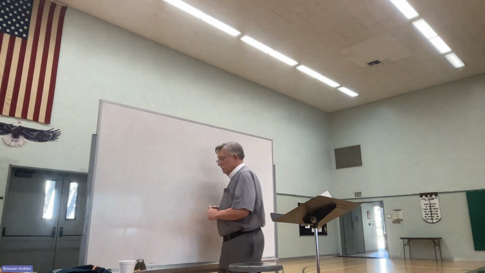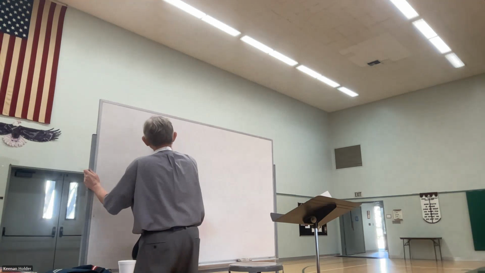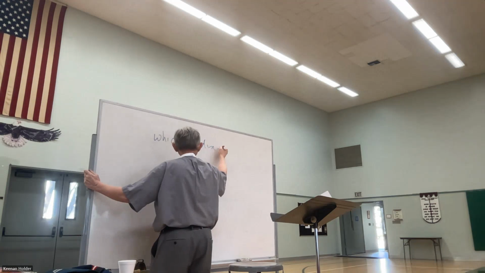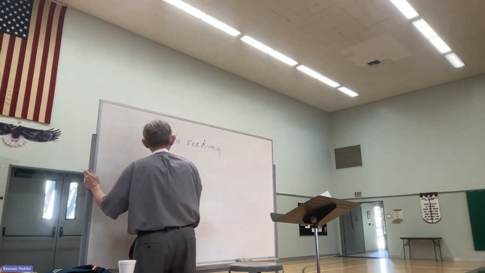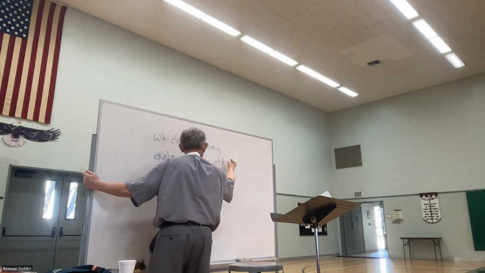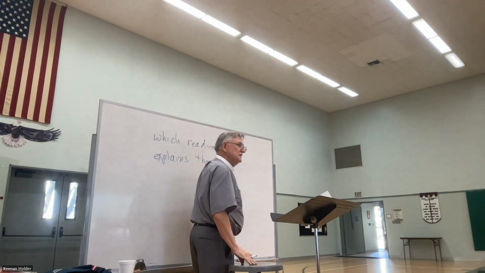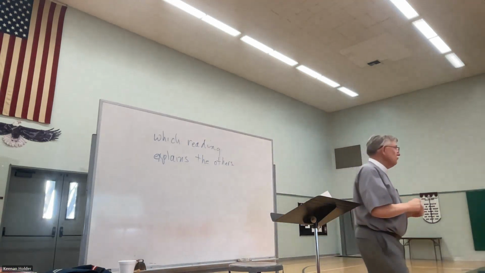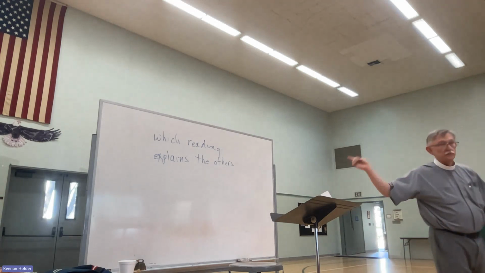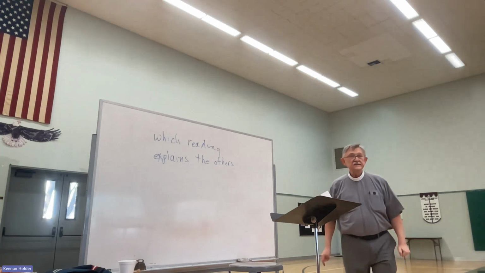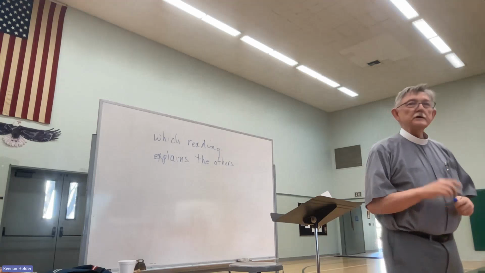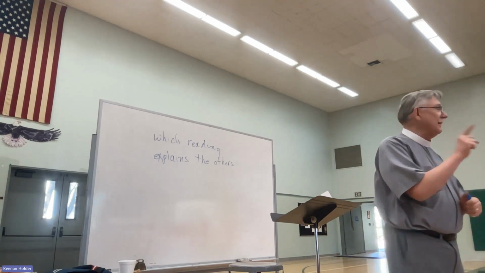And so the rule in figuring out this text is which reading explains the others. Yeah, so whichever reading explains how the other readings came about is going to be the right one. It's also a secondary rule, you're going to love this, that the reading that you don't like is probably right.